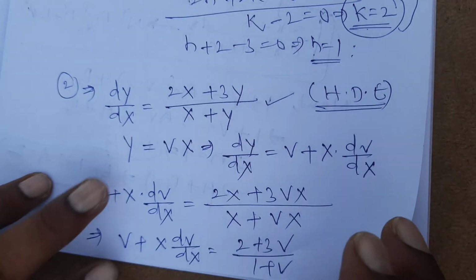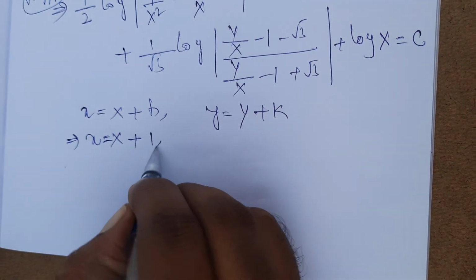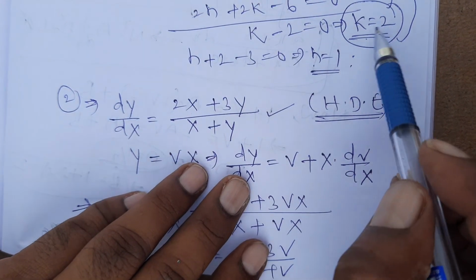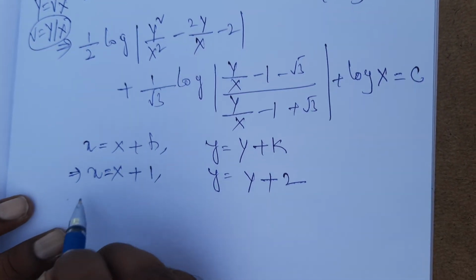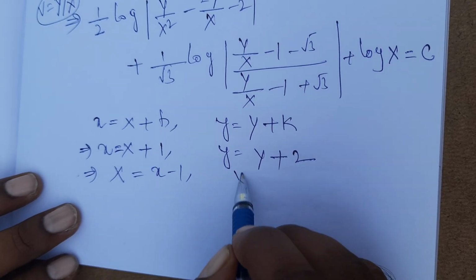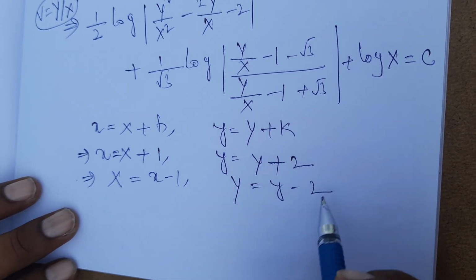Let me cross-check one time. h is equal to 1, so this is the value, and small y is equal to capital Y plus k value. What is the k value I got? 2 is the value. With this, capital X is equal to small x minus 1, and capital Y is equal to small y minus 2.